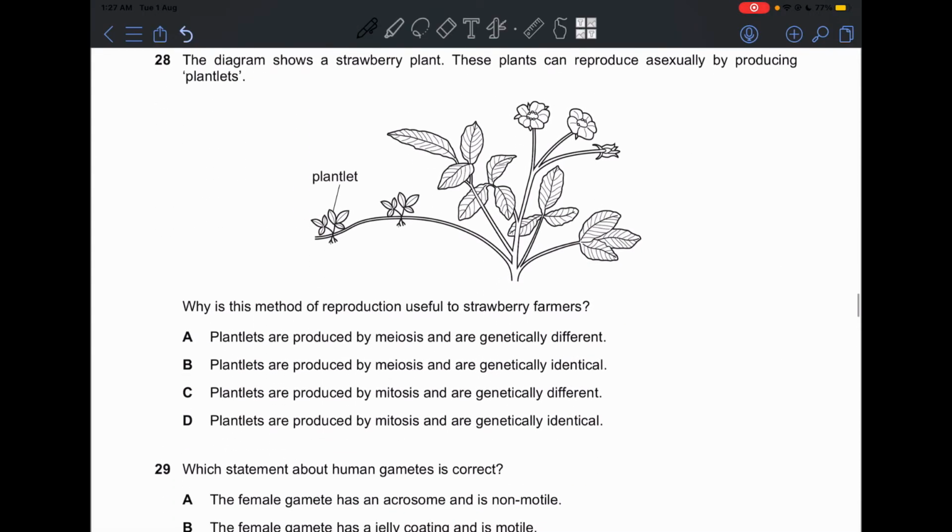28. The diagram shows a strawberry plant. These plants can reproduce asexually by producing plantlets. Why is this method of reproduction useful to strawberry farmers?